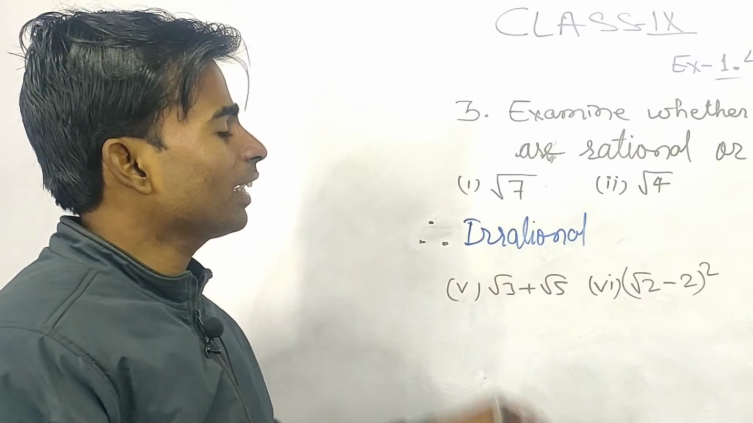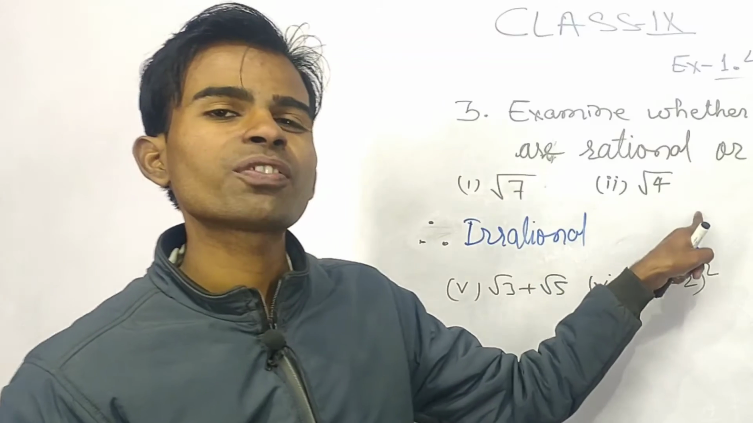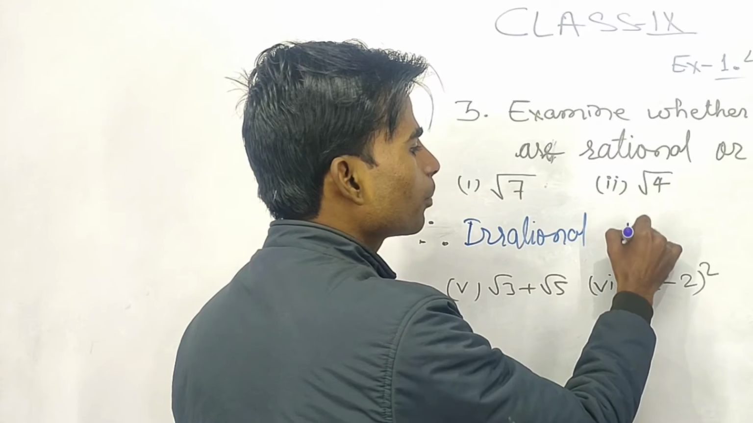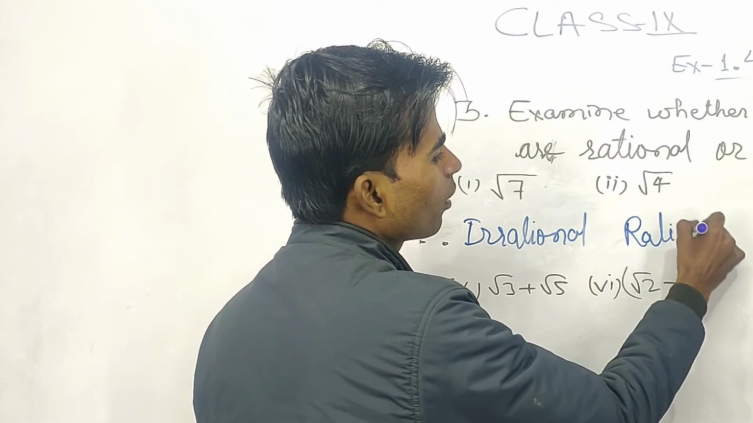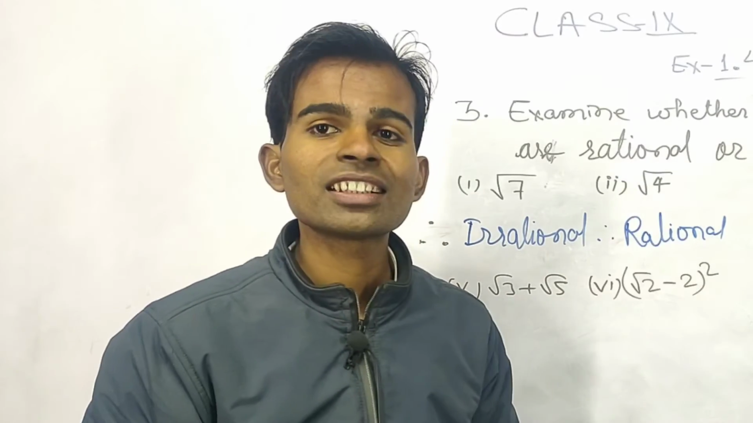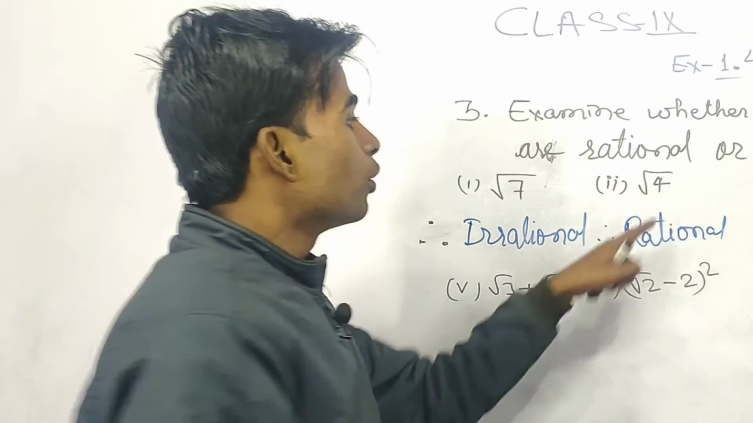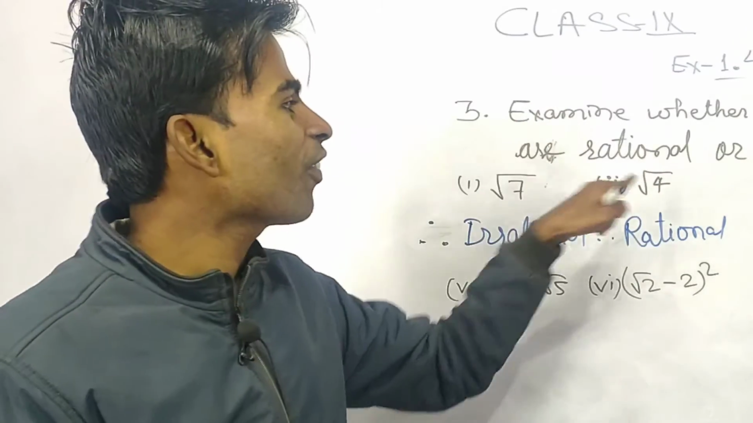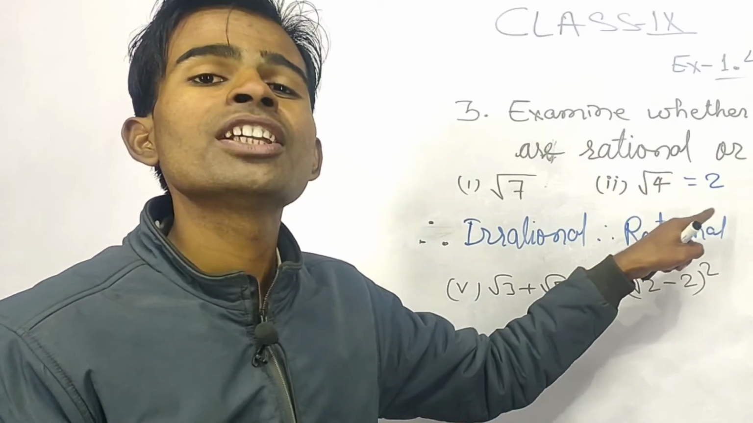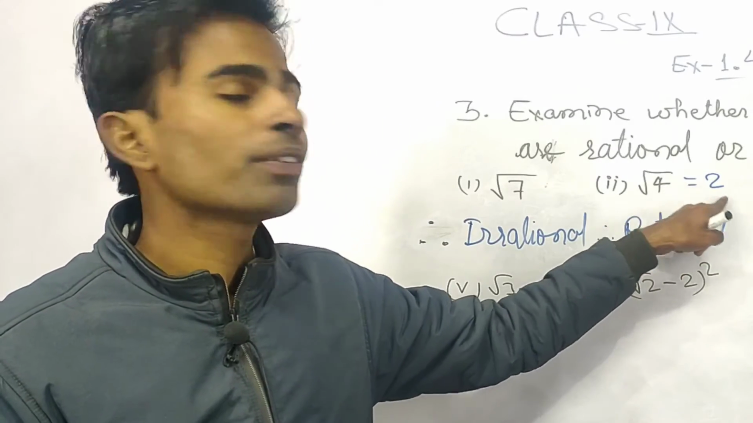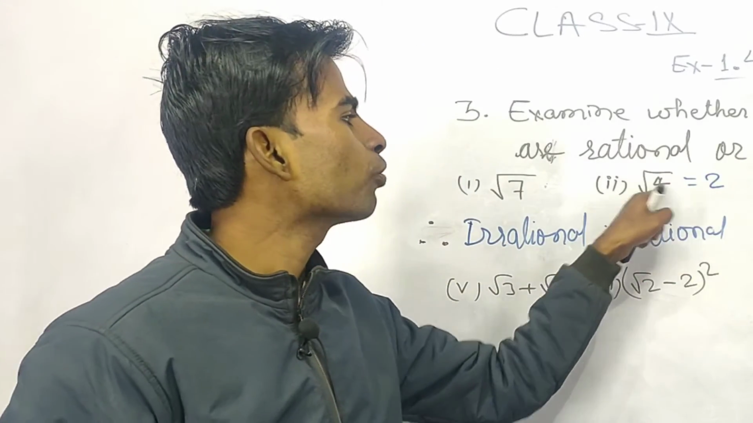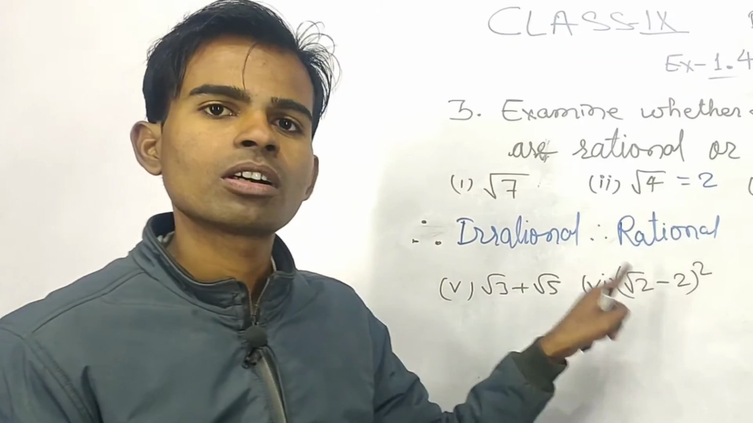Okay, and let's go to the next, that is root under 4. I will say it is a rational number. Why sir? Why is it rational? Because root under 4, when we simplify it, will be 2, and 2 can be written in the form of p by q. That's why root under 4 is a rational number. Is that clear?